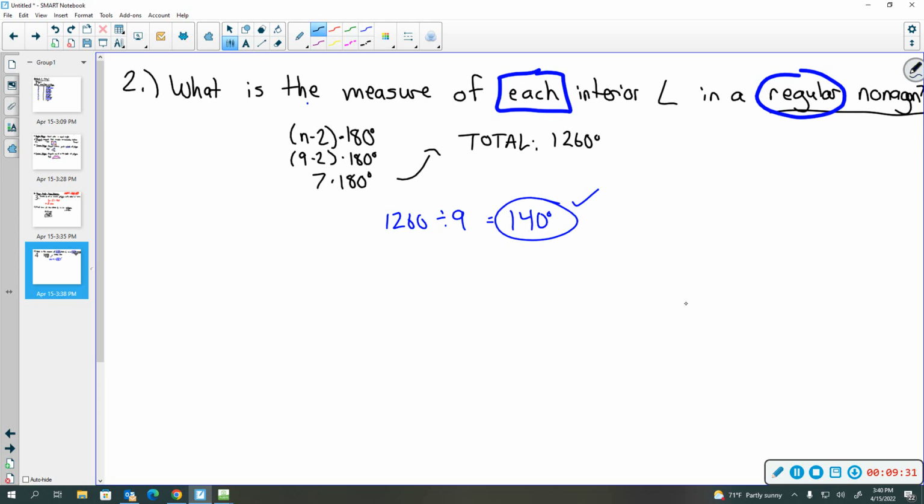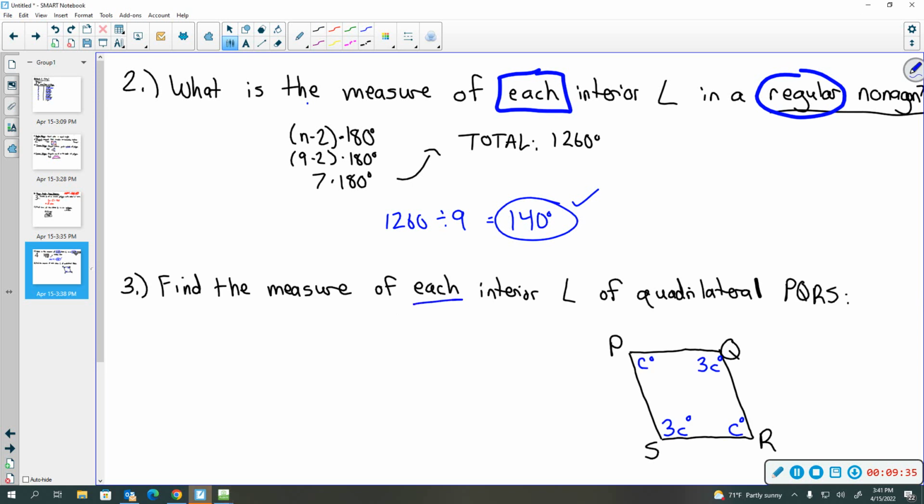Our last example. In this example, you're going to find each interior angle of this quadrilateral, and this one is not regular because each angle is a little different. So this is an example of an irregular polygon. And how you would do that is first, you still want to know how many degrees total that you would have on the inside.